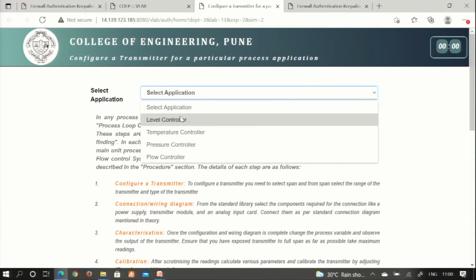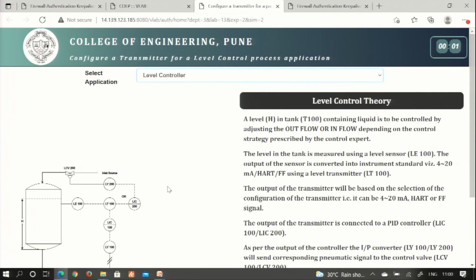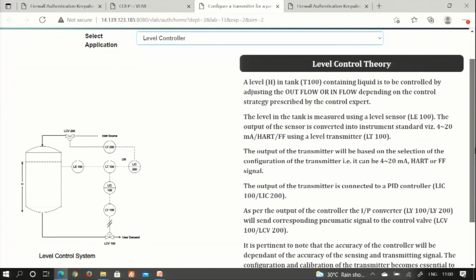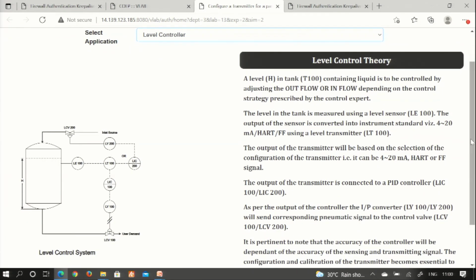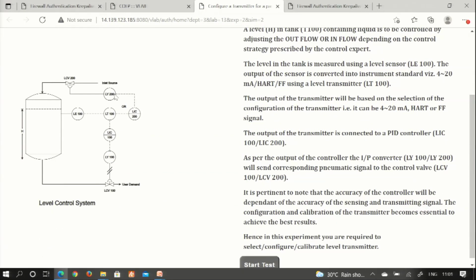Close to application means in all the aspects we are expecting that the student would be knowing, and the same thing would be his job profile. Now, what I will do is I will select a level controller. I have a choice, I can select level, temperature, pressure. So, that is the beauty again. You can ask a few students to go for level, a few to temperature, and so forth, and then we are expecting the student to read this theory and understand the application.